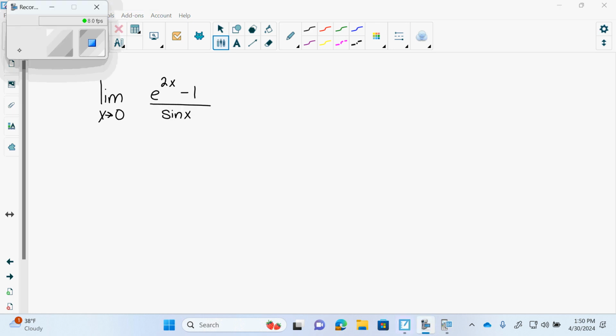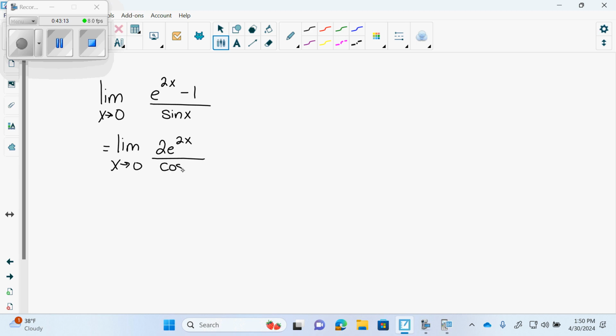Go. So it's going to be limit as x goes to 0 of e to the 2x, that goes away, over cos of x. So we get 2 e to the 2 times 0 over cos of 0. E to the 0 is just 1 over 1, which is 2. Okay.